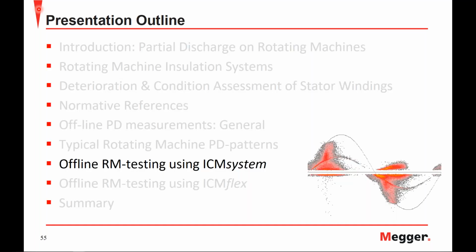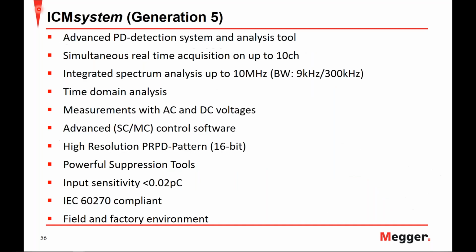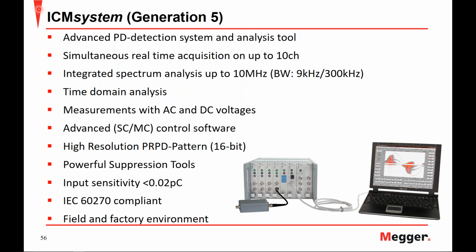Moving on, we'll look at some offline rotating machine testing using the ICM system. The ICM system is an advanced partial discharge detection system and analysis tool, and is available with up to 10 channels with simultaneous real-time acquisition. But for testing rotating machines, it's recommended to use the 4-channel system, and we'll go into the advantage of that on the next slide.